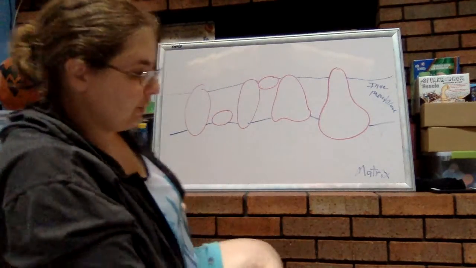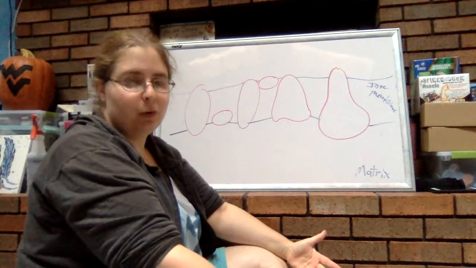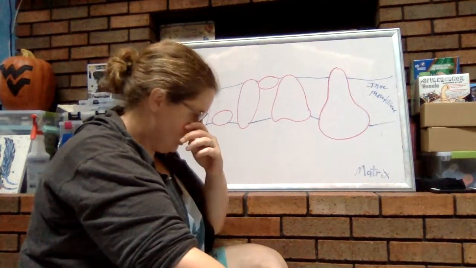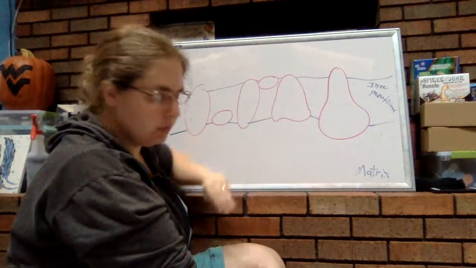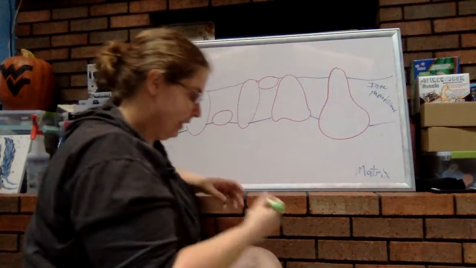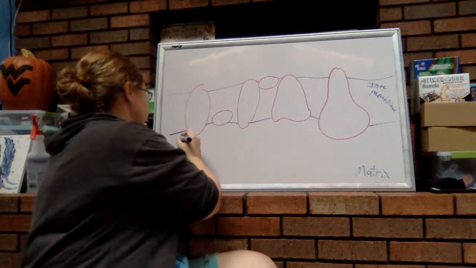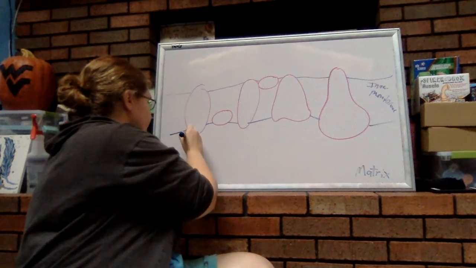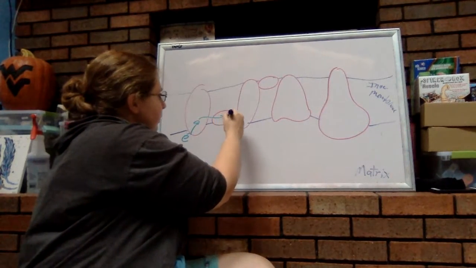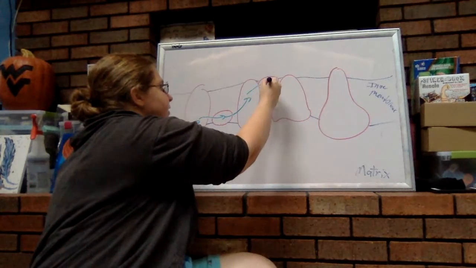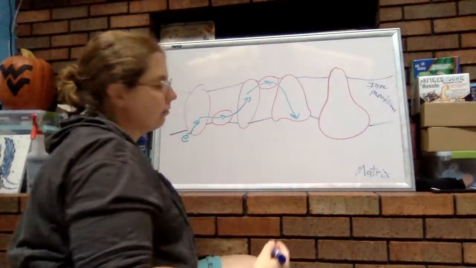Now it's called an electron transport chain because, just like before, as we saw in our photosynthesis reaction, we're going to transport the electrons from one protein to another. So they're going to start down here. And they're actually going to move from one protein to the next and then back down there.